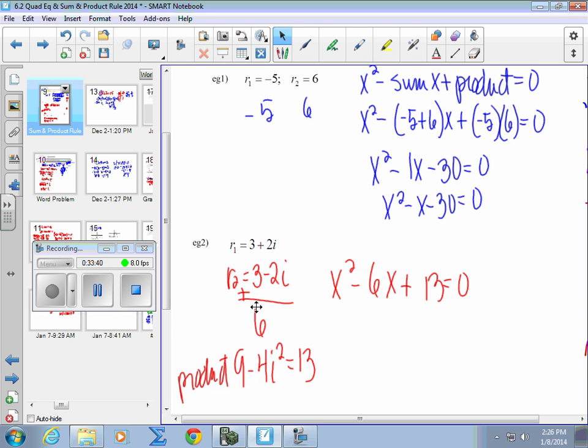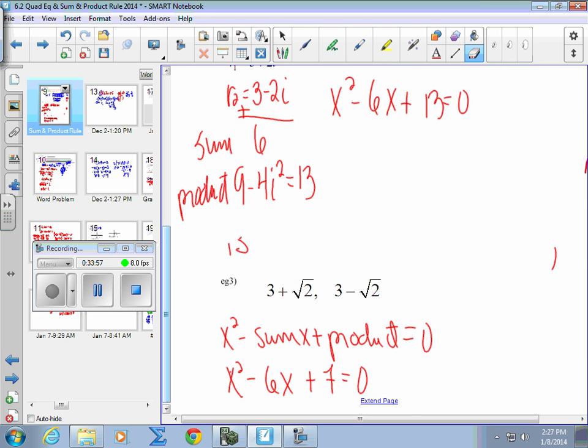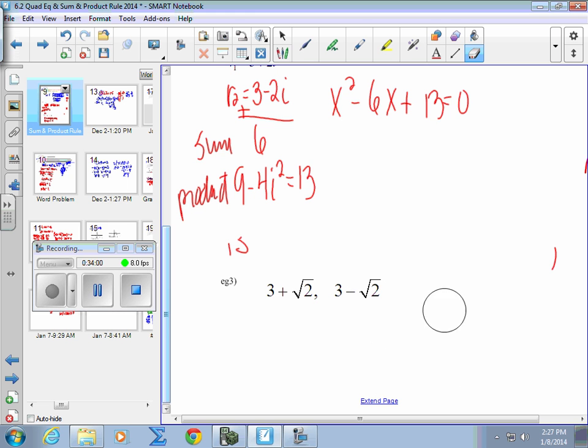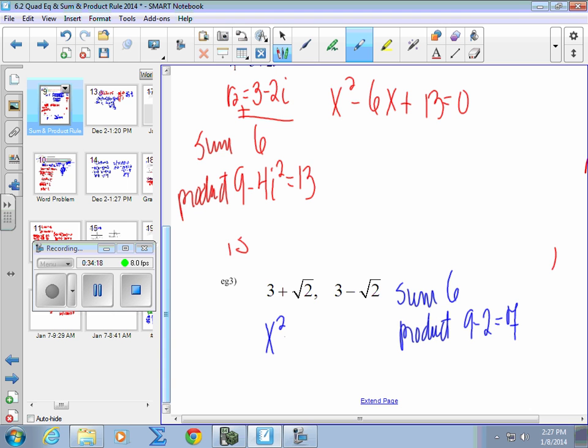Well, we added these two to get 6. That's cool. Below these two, 9 minus 4i squared is 13. Okay. Moving on to the next example. Got two roots up here. What's the sum of these two roots? 6 again. What's the product? 9 minus 2, which is 7. So the equation is x squared minus 6x plus 7 equals 0.